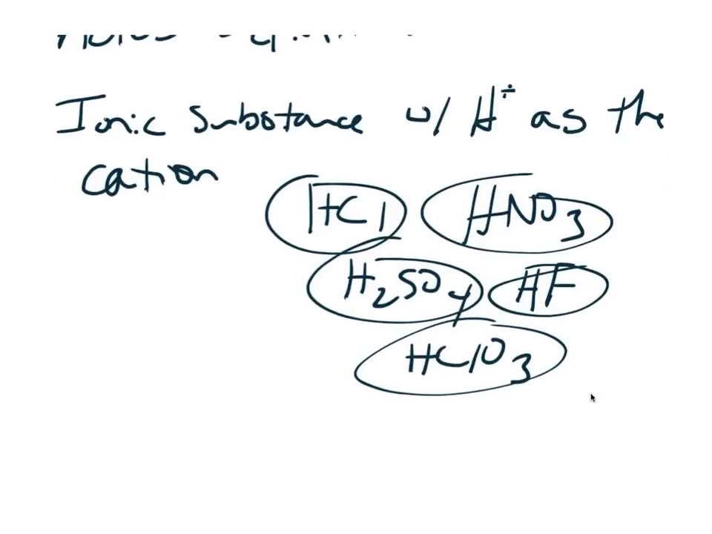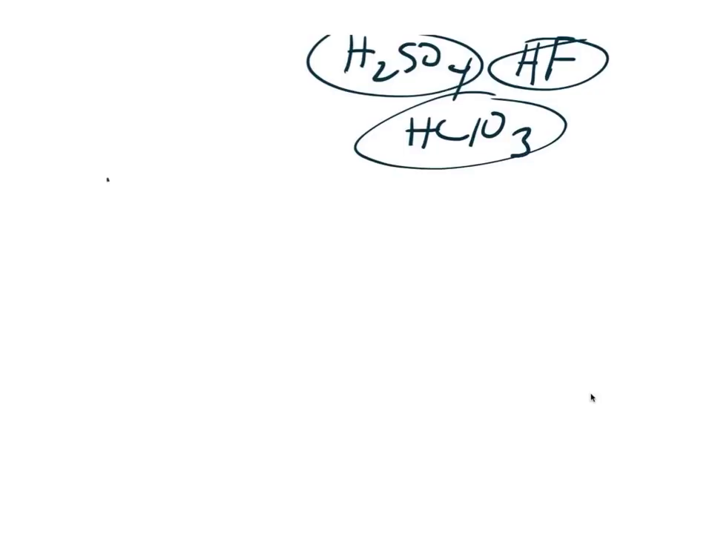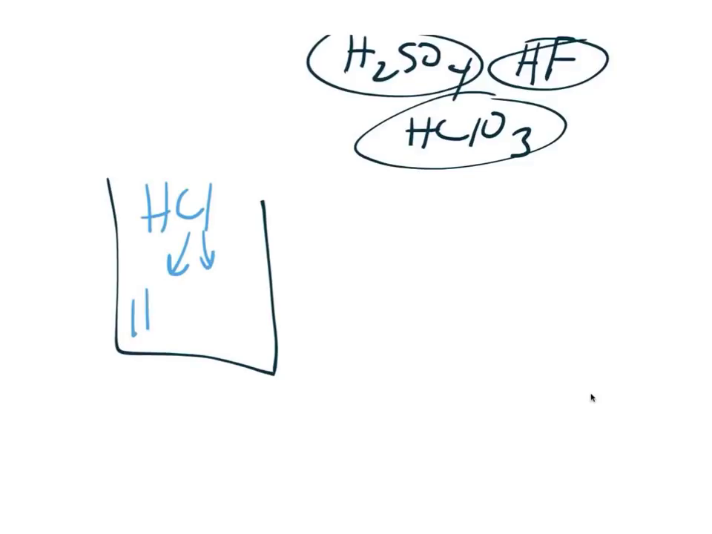If you plop these acids into water, you've got a cup of water. If you put HCl into water, it will split up into H plus and Cl minus. All ionic substances, when dropped into water, split up into their ions. HCl splits up into H plus and Cl minus.